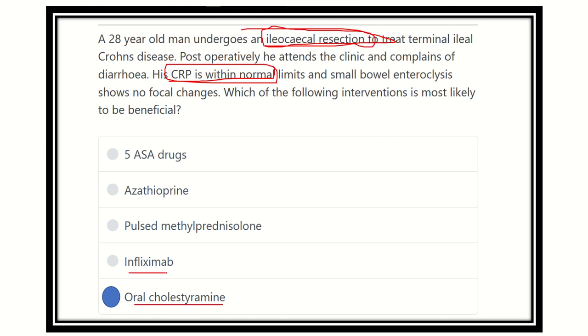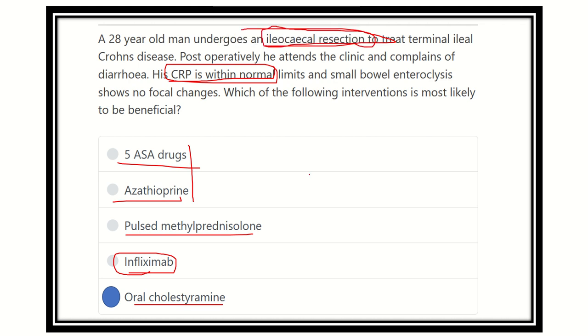Other options such as infliximab, which is an immunomodulating drug, is usually not given after treatment of the Crohn's disease. And methylprednisolone, as there is no inflammation, steroid has no effect or very little effect in this condition. Azathioprine and 5-ASA drug are usually not applicable in this condition because our pathology is due to bile salt. So we have to remove the bile salt, or we have to trap the bile salt with oral cholestyramine.